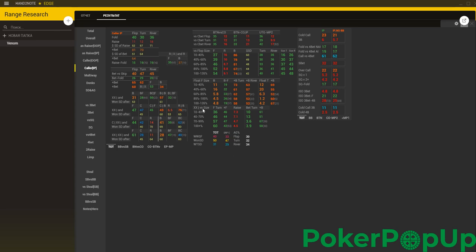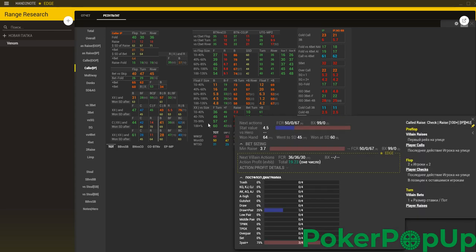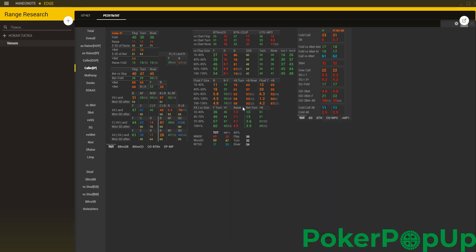Next we have reactions to delayed c-bets, also specific sizings, fold on the river, or raising delayed c-bets. And to the right of this line, we have the situation when the aggressor did not make a delayed c-bet, and the player bets himself. Bets on the turn plus bet on the river.